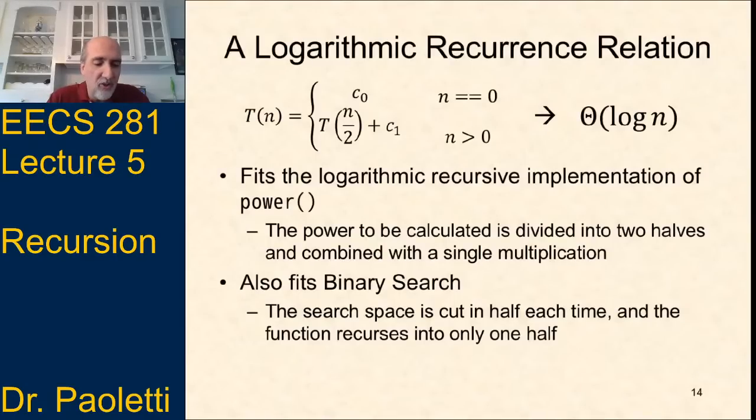This recurrence relationship is when I've got two halves and I've got one recursive call, and then we've got some constant amount of work done that's not recursive. This same recurrence relationship happens to fit binary search. So the search space is cut in half, that's our divided by 2, and we only recurse into one half, and besides the recursive part, there's a constant amount of work involved in those recursive calls. Things like calculating where the middle is, seeing if the middle is equal to what we're looking for, that's C1.